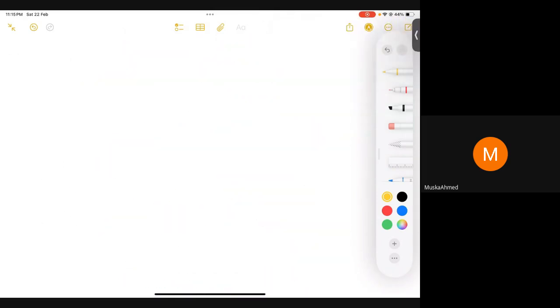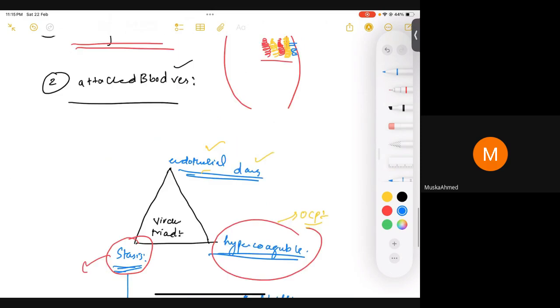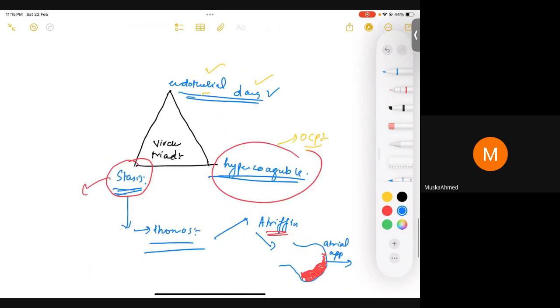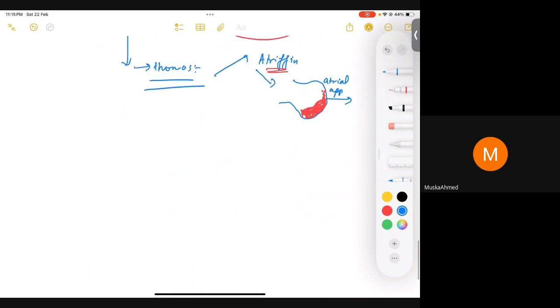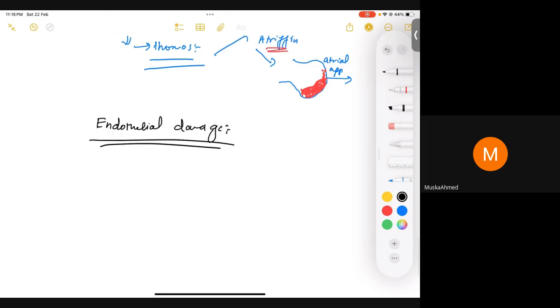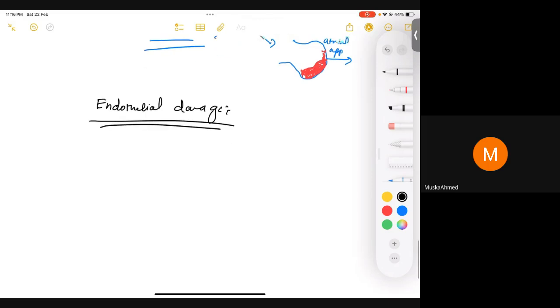Okay, perfect. So we already discussed how stasis causes thrombosis, right? So let's discuss our next factor of the triad, that is endothelial damage. The question arises, in which situation can we have endothelial damage? We can have endothelial damage due to a lot of causes, and there are several mechanisms involved.